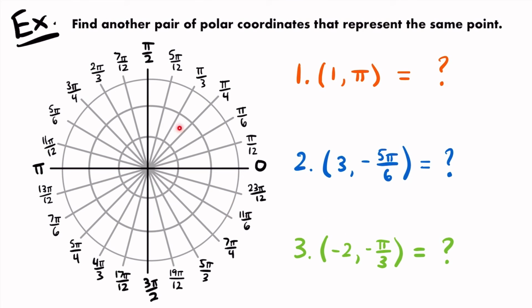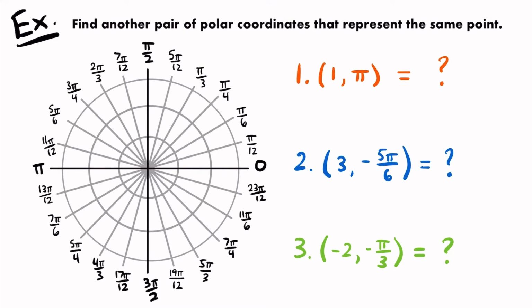Okay, so here's our next example. This one is slightly different than what we did before. What we want to do is find another pair of polar coordinates that represent the same point. And in this case, we have 3 different points that we want to do this for. And so the purpose of this example is to get you to realize that there are multiple ways to express the same point in a polar coordinate system.